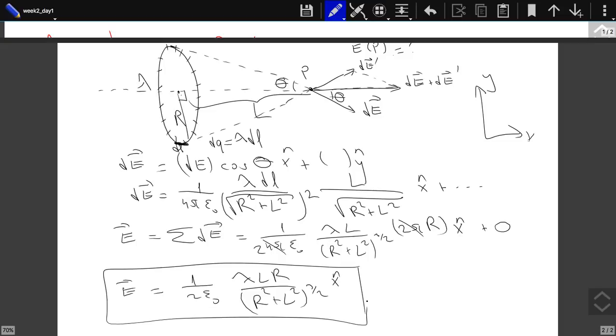Now 2 pi r is the circumference. If we multiply it by lambda, lambda is the charge per unit length. So if I multiply the charge per unit length with the total length of the object, that would give me the total charge of the object. Q is the total charge of the ring.